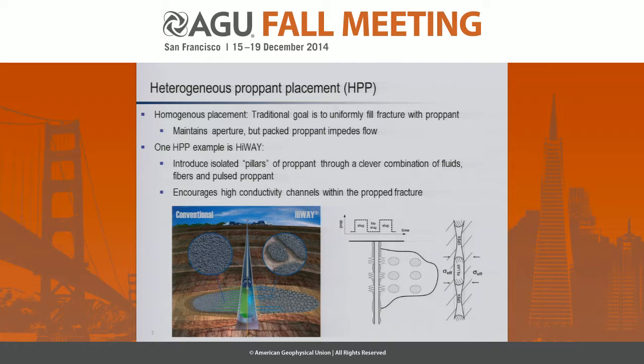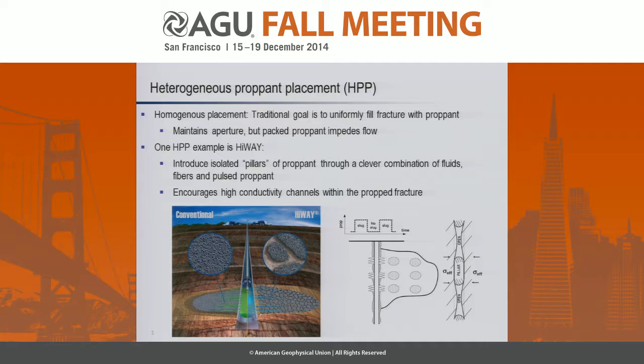So we've seen quite a few presentations that have touched on proppant from various directions. Here I'll be focusing on how proppant is placed within a fracture at the field scale, and in particular, on a technology that many of you probably haven't even heard of. It's a concept called heterogeneous proppant placement.